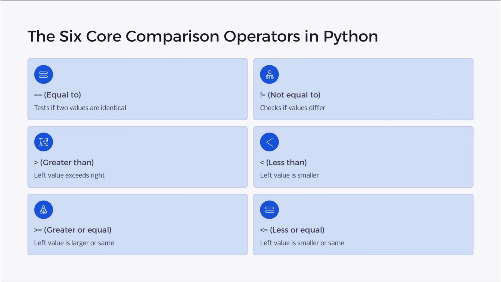Python's 6 core comparison operators are essential for decision-making in code. Equals equals checks if two values are identical, while not equals verifies if they differ. Greater than and less than determine if the left value is greater or smaller, respectively. Greater than or equal to and less than or equal to assess if the left value is greater or equal, or less or equal, respectively.